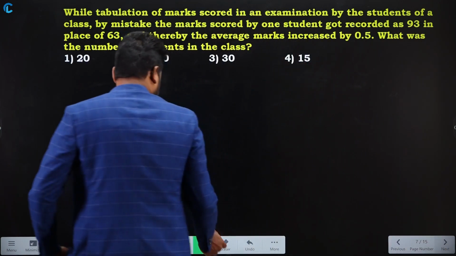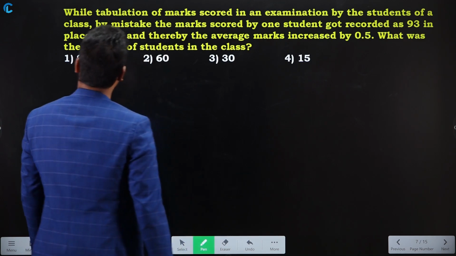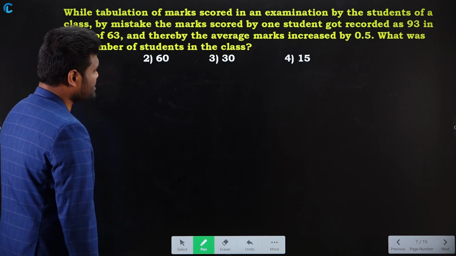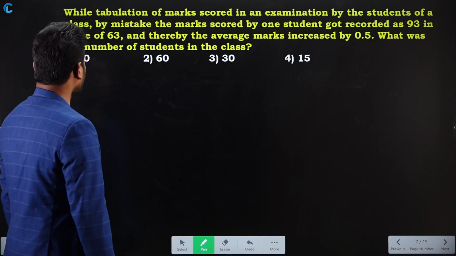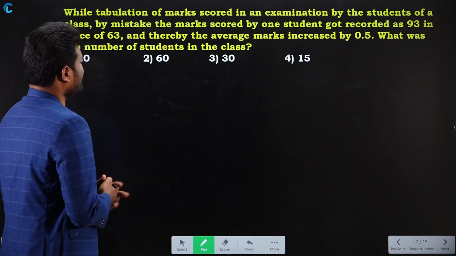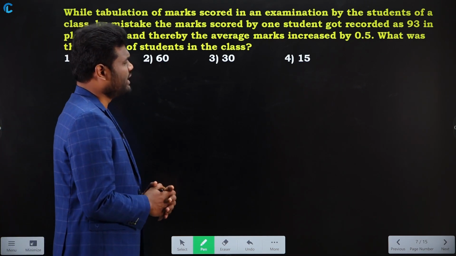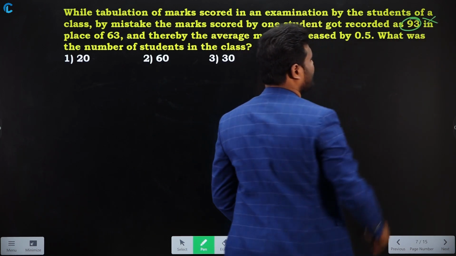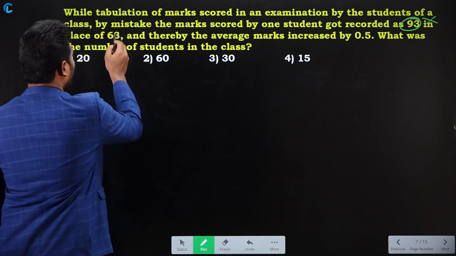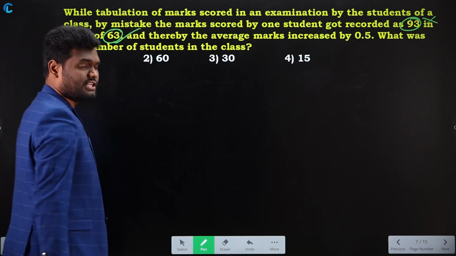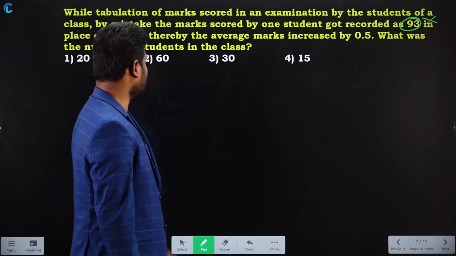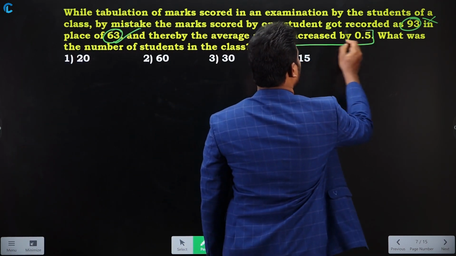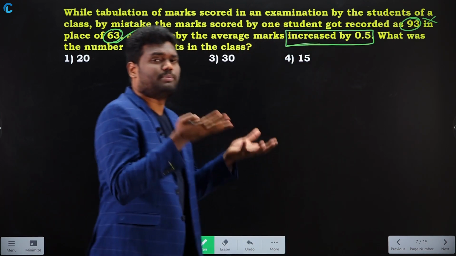Let us look at the next question. What is the next question saying? While tabulating marks scored in an examination by the students of a class, the marks scored by one student got mistakenly recorded as 93. Now this is wrongly noted as 93 in place of 63. The correct value is 63, but it is wrongly noted as 93. Thereby the average marks increased by 0.5.